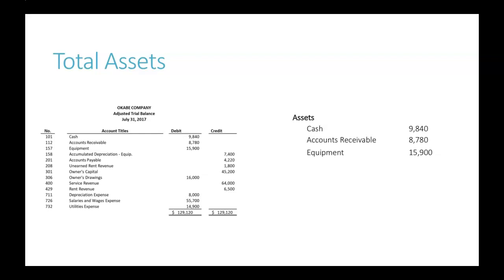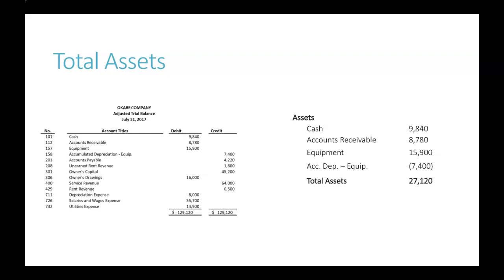We have one more. We have accumulated depreciation on that equipment. But that's not just a normal asset, that's a contra asset. So we're going to subtract out that $7,400 when we calculate our total assets here. So we will add together our $9,840 from cash, our $8,780 from accounts receivable, our $15,900 from the equipment, but then subtract out the $7,400 for your accumulated depreciation equipment, because that accumulated depreciation decreases the book value of that equipment.